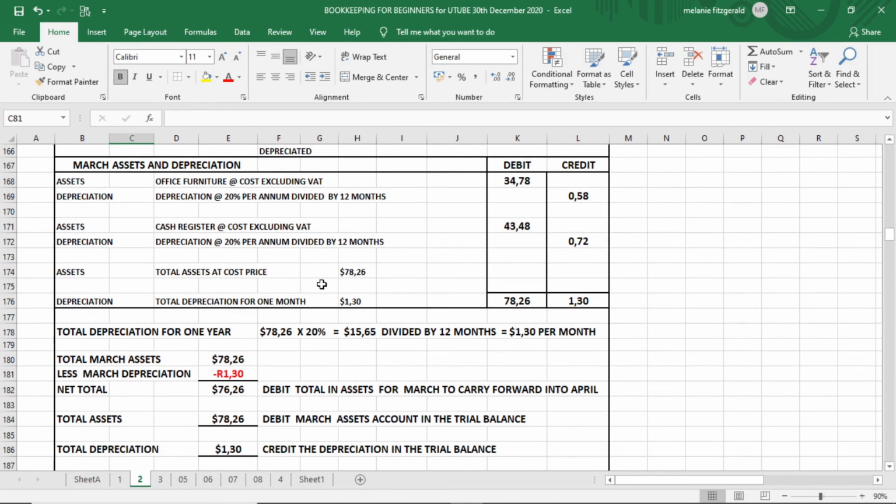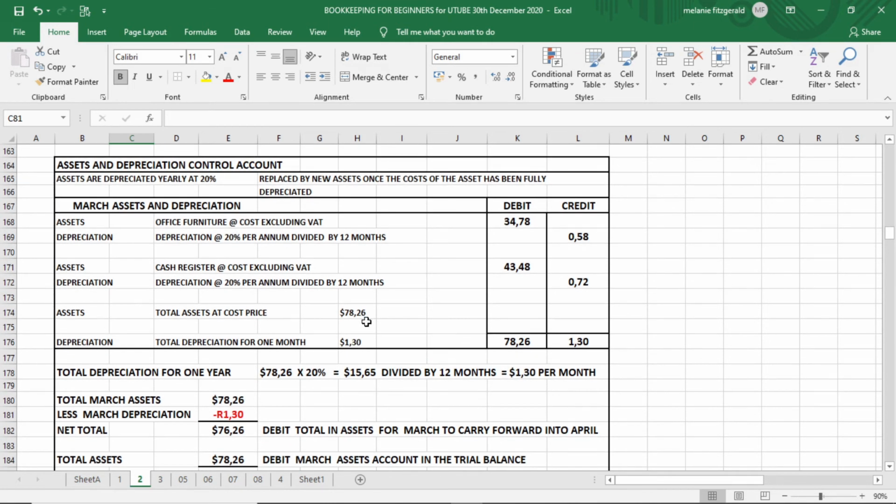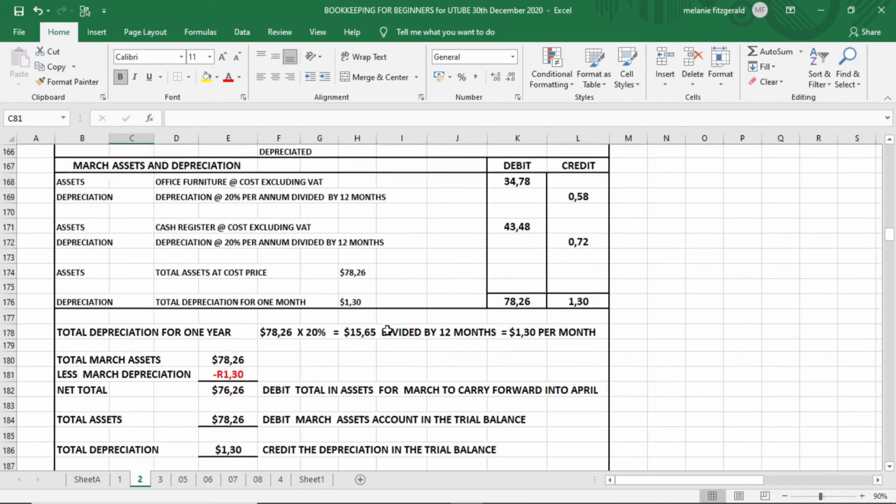Okay, so the total assets at cost price was $78.26. The total depreciation for 1 month was $1.30 because we've added it up here. So that's for the month, and that's the total assets at cost price. The total assets $78.26. All right, got it.